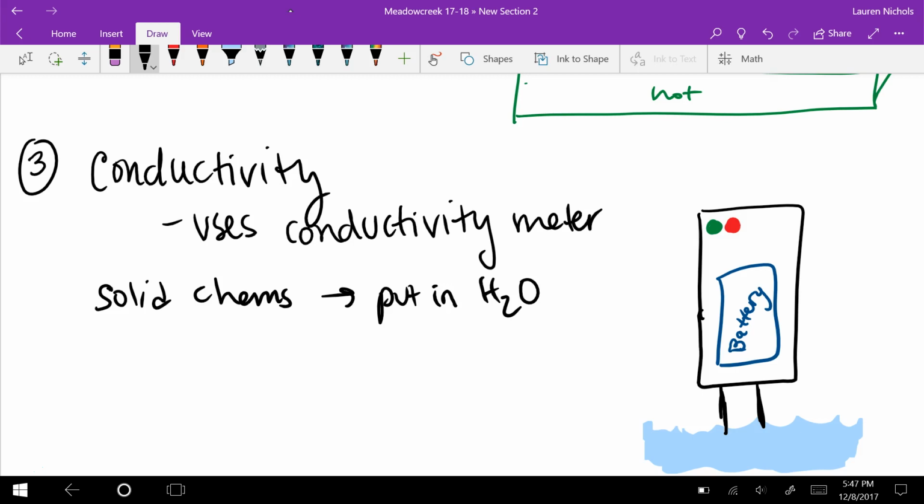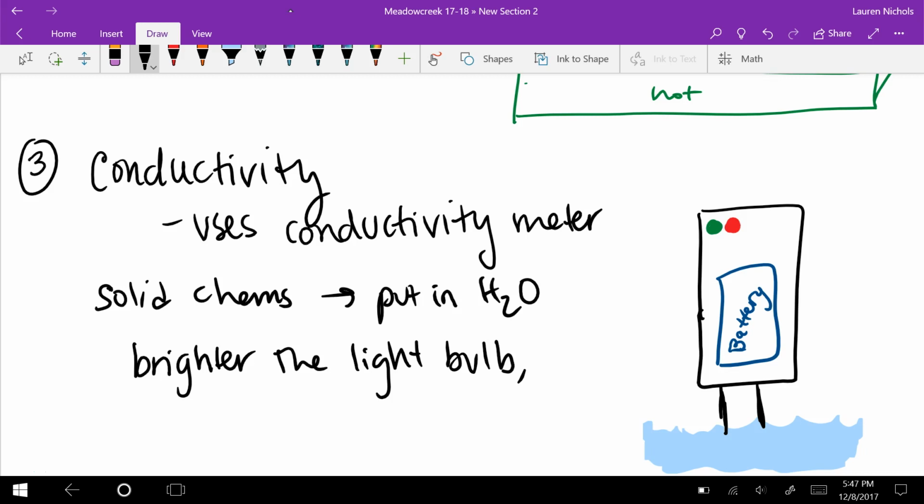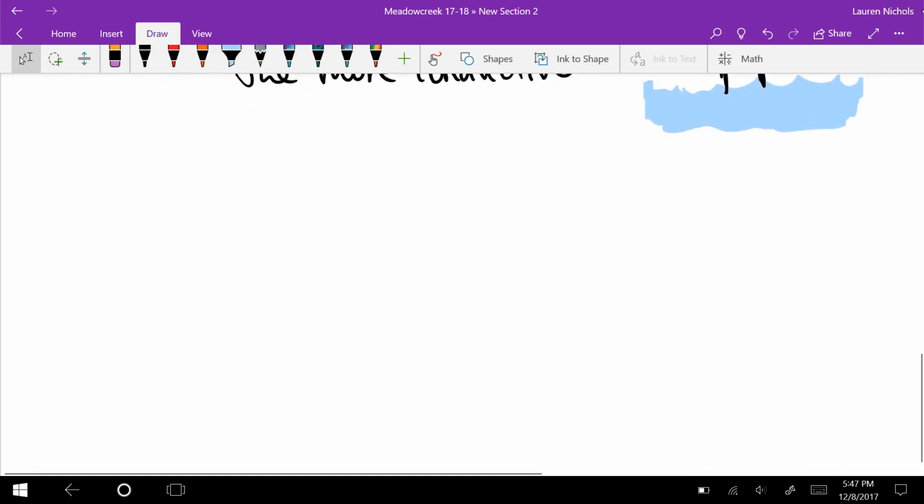And the key thing about that is the brighter the light bulb, the more conductive it was. And we know that things that are very highly conductive are ionic, and things that are not as conductive are going to be covalent. And then another thing that we talked about is the flame test.